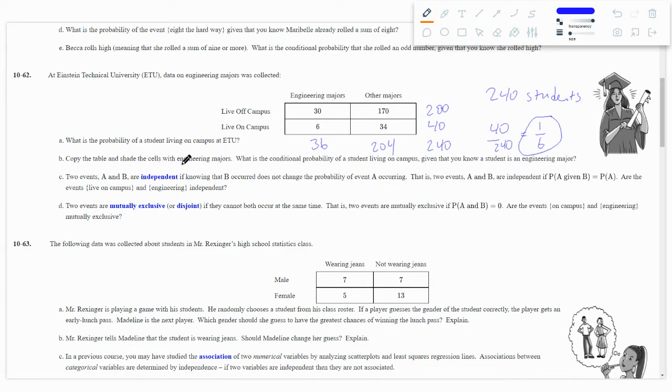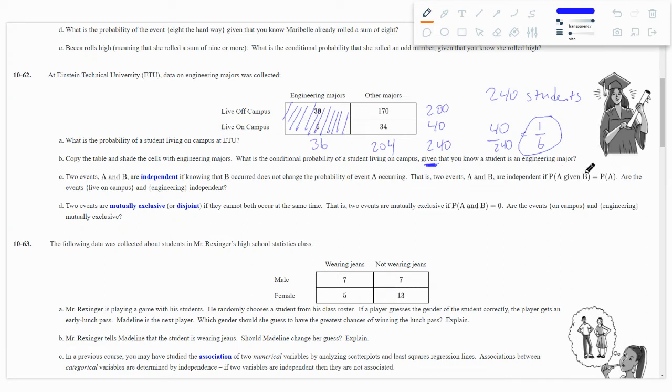So then part B, we're going to shade the cells with engineering majors. So go ahead and copy that table on your paper, and then we're just going to briefly shade it. I don't want to completely shade it because I still want to see the numbers. What is the conditional probability of a student living on campus given, again, the word given, that a student is an engineering major?